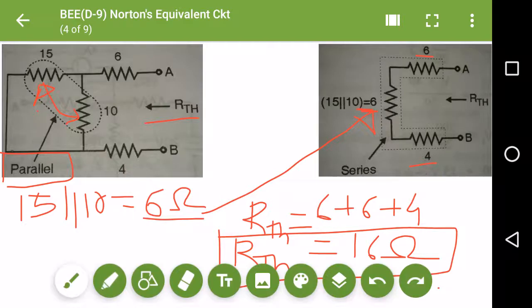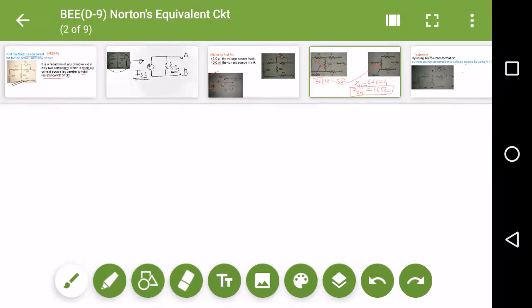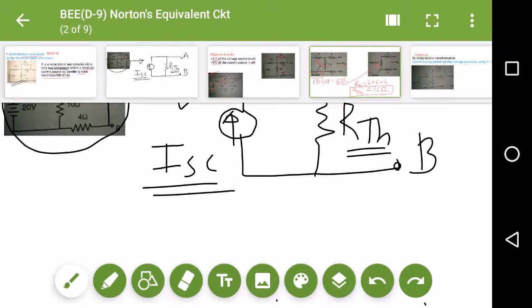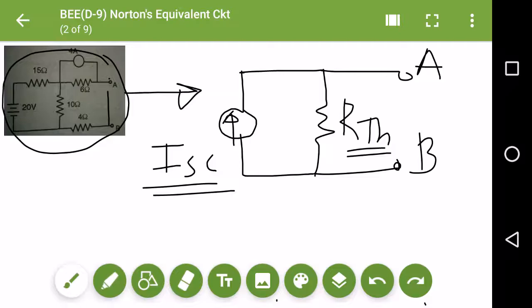Now I have found my RTH value. This is the RTH value which I found. Now I only remain with the ISC value to be found.